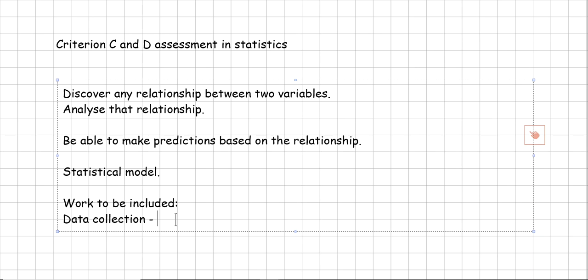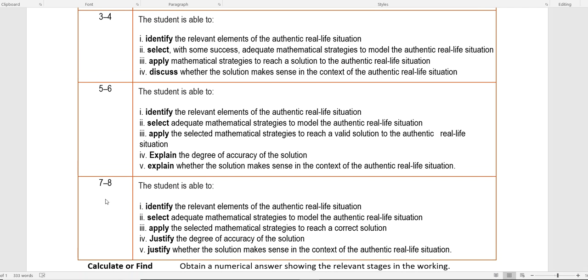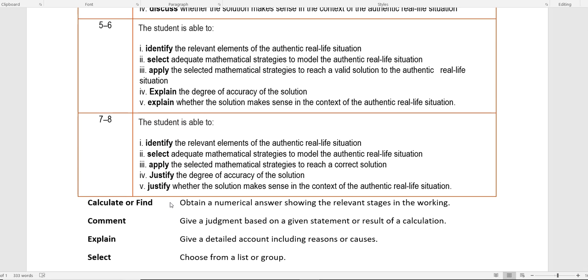Well, have you got previous documents with you, or there's certain words? Okay, so if we have a look at this Criterion D, look at the 4 through 8 and what are the words we're picking up on to get the top end. Let's forget the 4. The justify, degree of accuracy, explain. So we are really looking at explain the degree of accuracy, explain whether the solution makes sense, justify it, and justify whether.